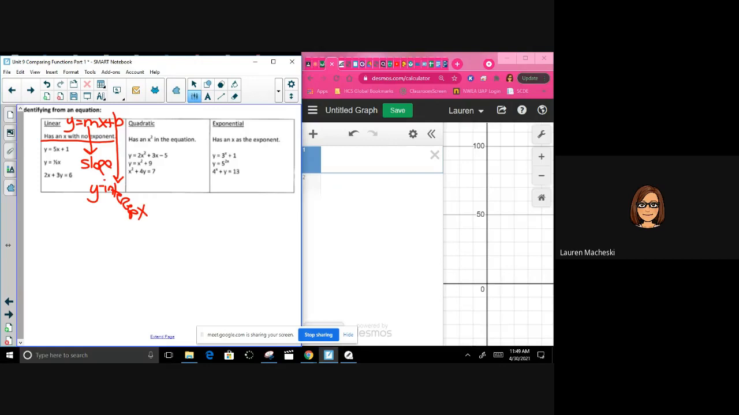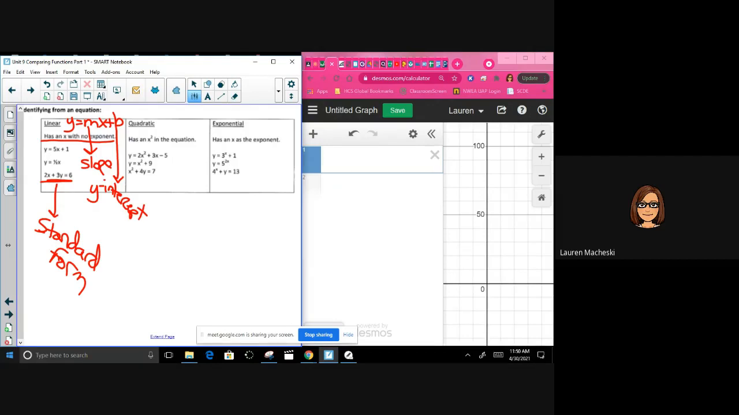These examples right here are all linear equations. What form is this last one in? Who remembers what form that's in when x and y are together on one side? Anybody? Standard form? So all of these equations are going to be linear. These first two are in slope-intercept. The last one's in standard.